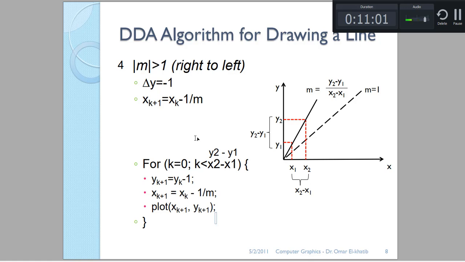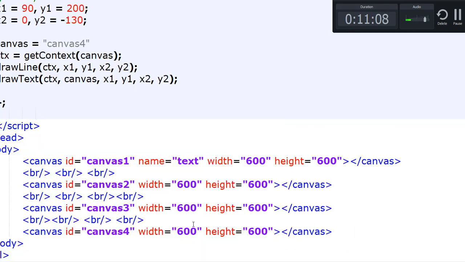Okay, so these are the four conditions. Now let me show you the code and the actual analysis. How does it work? Here is a small code I have written, and I will show that to you.